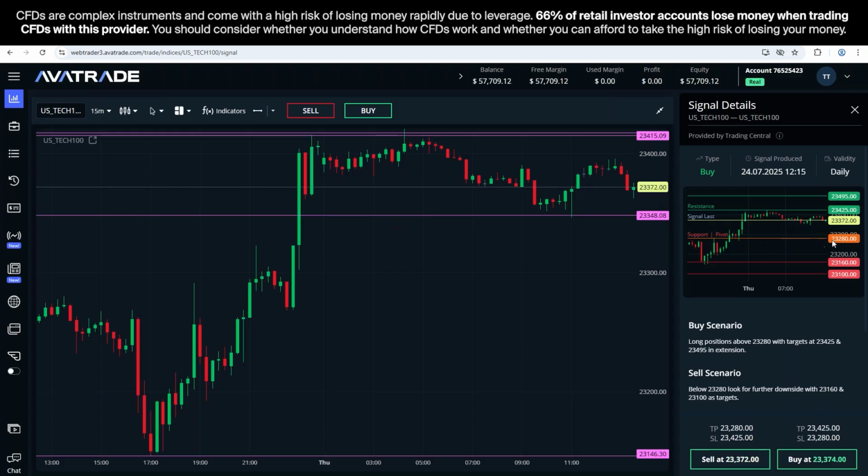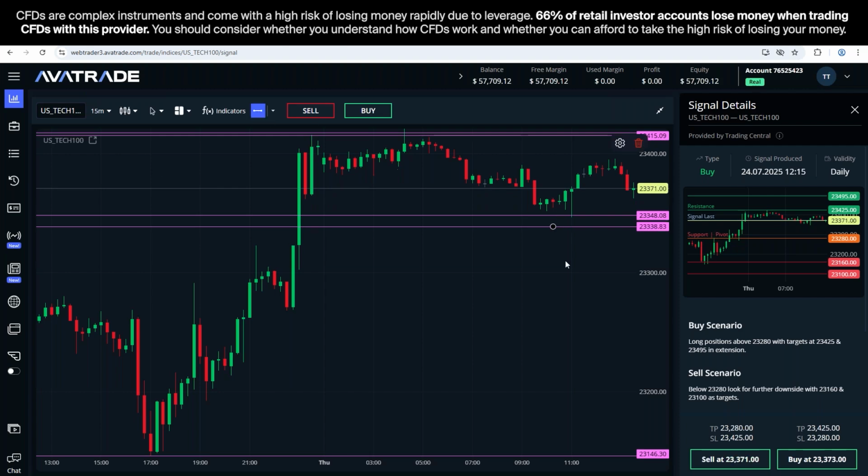The signal here says as long as it stays above 23,280, that's the support level they've drawn in the signal, then they say it's still a buy signal. So this is where the technicals can help you out, even if fundamentally you know you want to buy. You can look and say, it looks like this could come down and find this support level here and still be a buy signal. So 23,280.